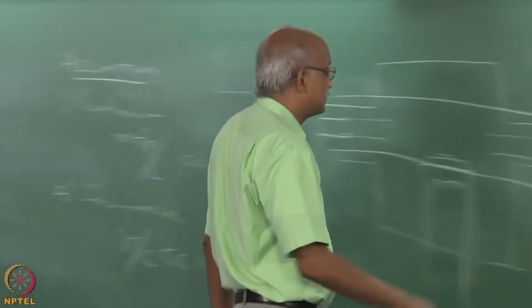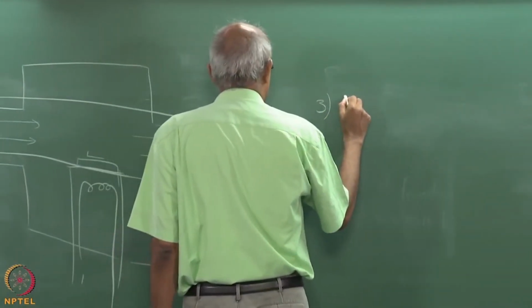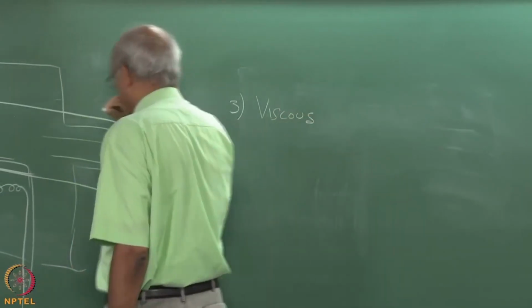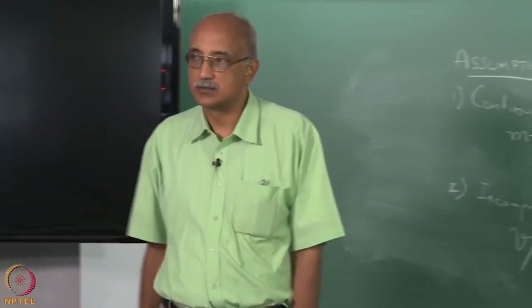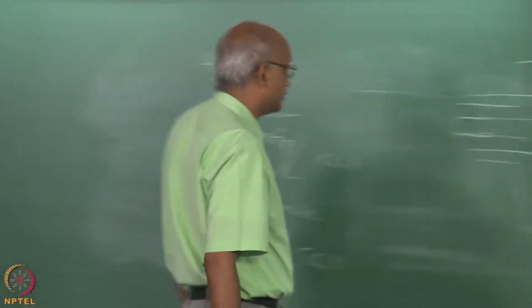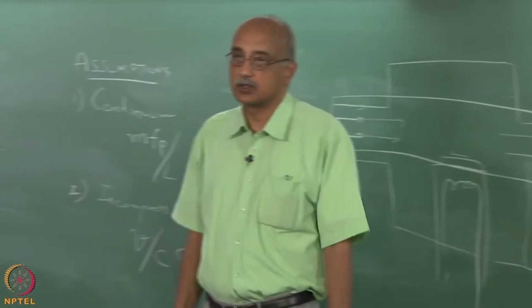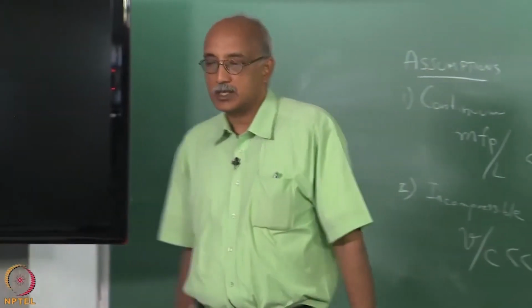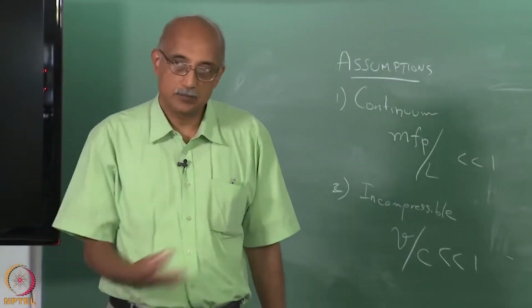The third assumption we will make is that it is viscous flow. What does that mean? It just means that the fluid has a finite viscosity, and in fact that is what you need in order for this structure to be obtained, right? If you have a completely inviscid flow, you would not have a parabolic structure. So, you are assuming that the fluid has a finite viscosity which leads to the parabolic flow.